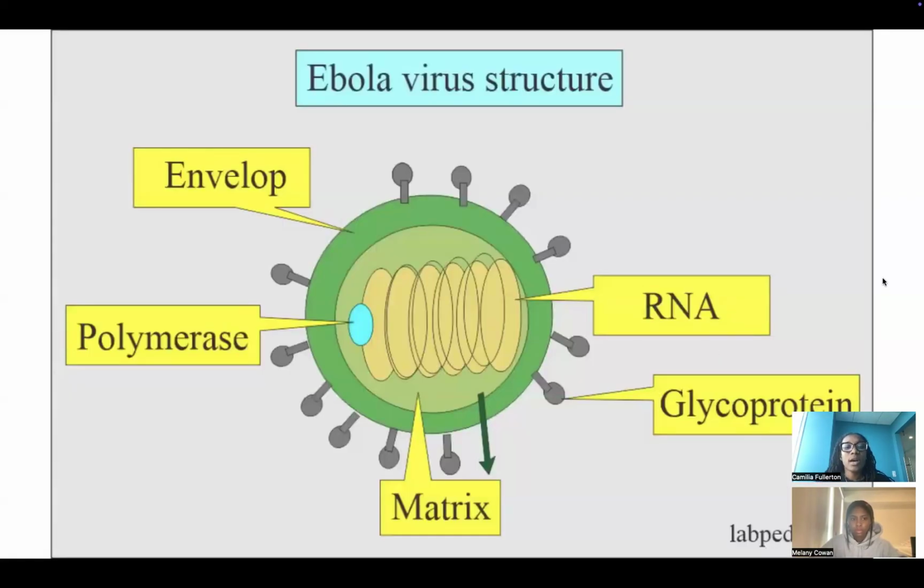So here, this is the Ebola virus structure. This is basically just a simplified cartoon of it. You have the envelope, and then you have the RNA inside of the envelope, and you have the matrix which the RNA is floating in, and you have the polymerase and the glycoprotein, which is what the virus uses to attach to the cell.